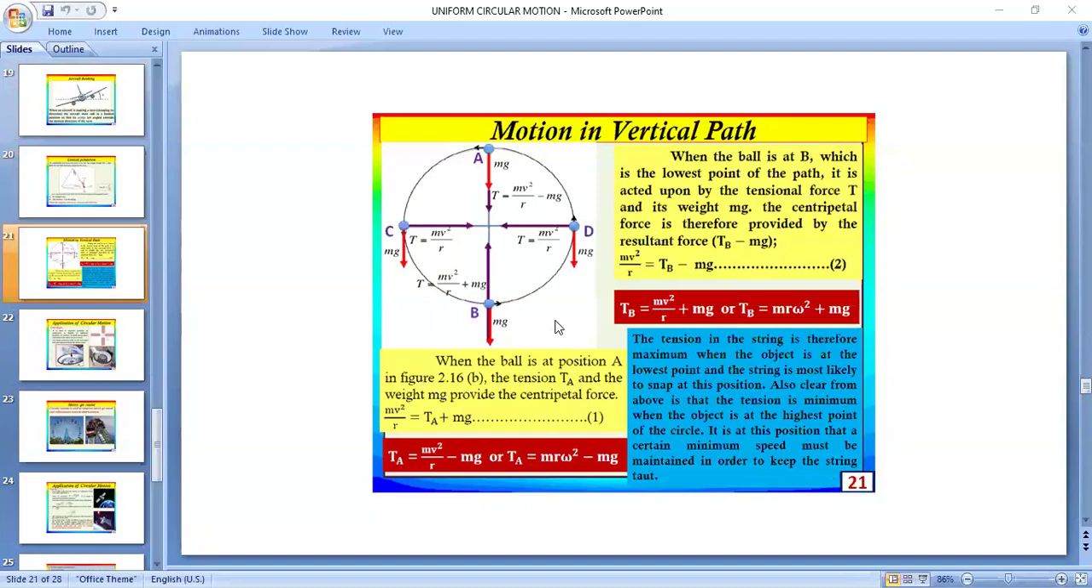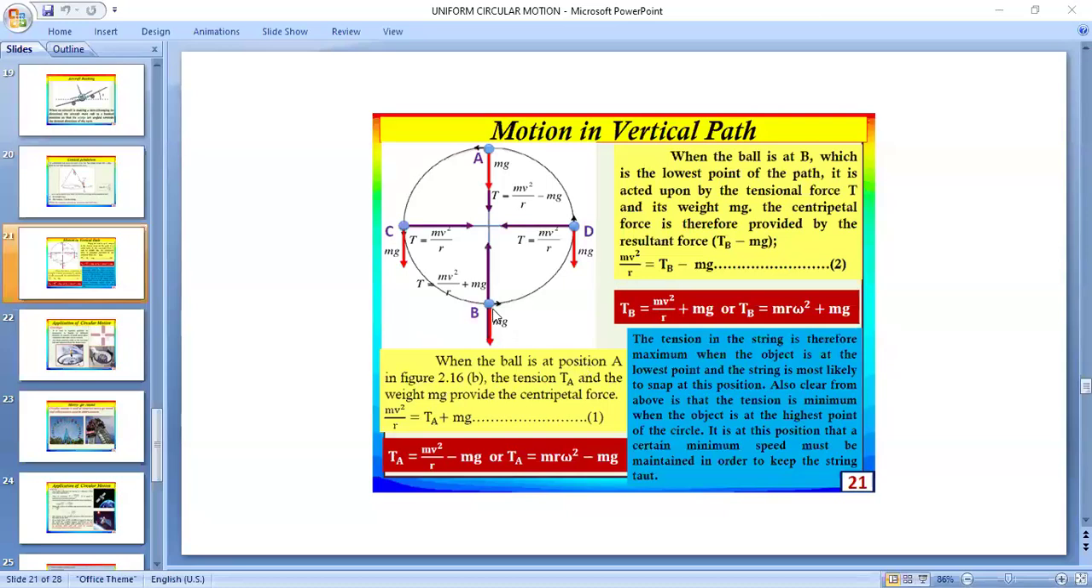The weight is mg. Therefore, by making T the subject, capital T equals mv squared over r minus mg. So that's why at point A, we have tension equals mv squared over r minus mg.